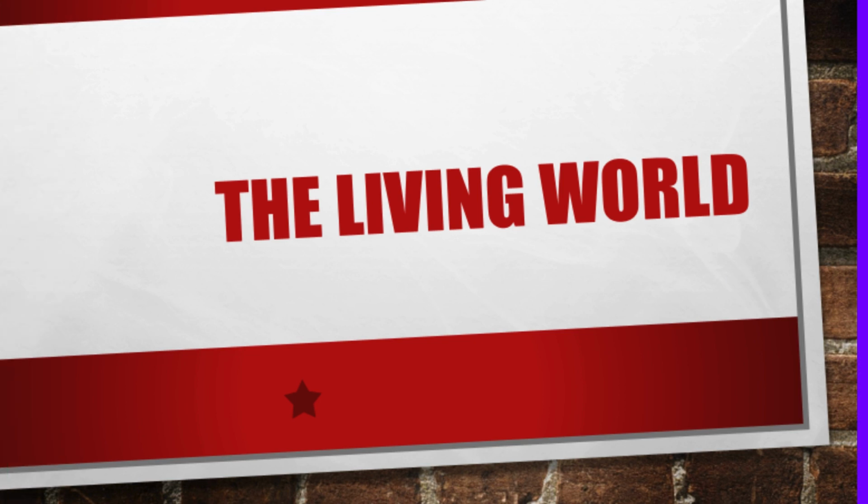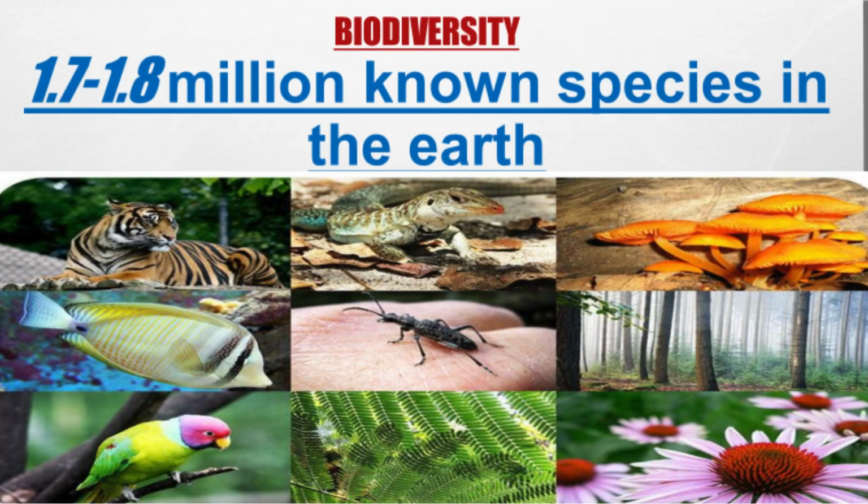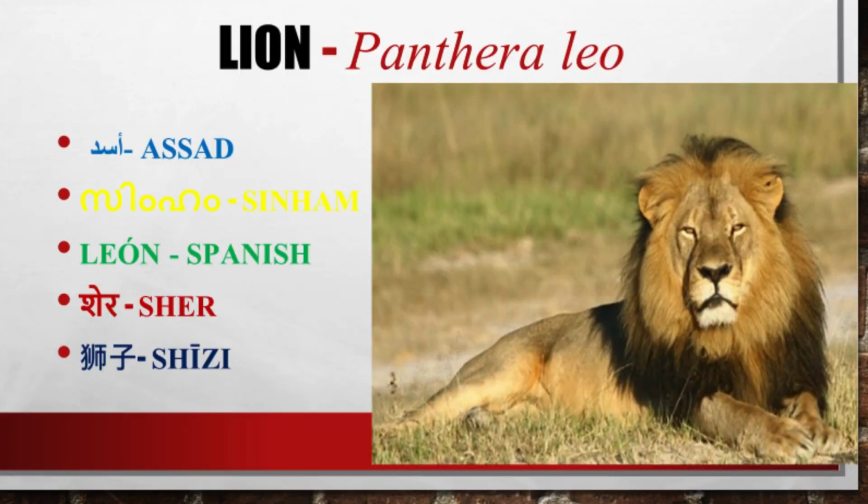The living world. Our Earth has a vast variety of living or biological organisms. This is called biodiversity. So far, around 1.7 to 1.8 million known species have been discovered on the Earth. The scientific names given to an organism play an important role in uniform recognition throughout the world and to avoid confusion with various languages in use. This slide shows one such example of a lion.